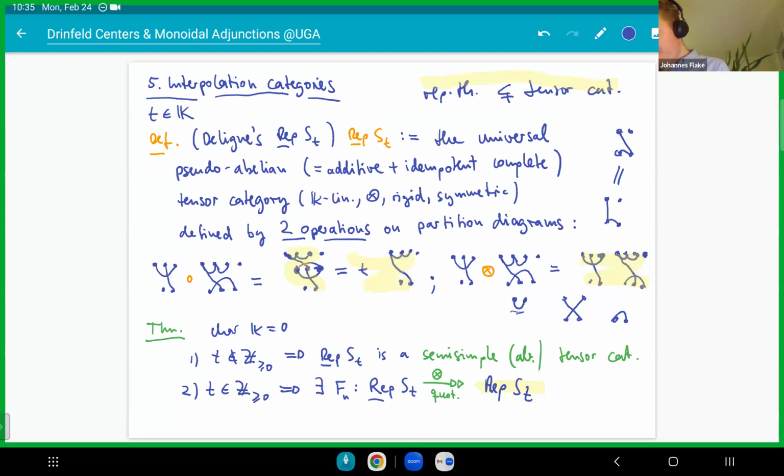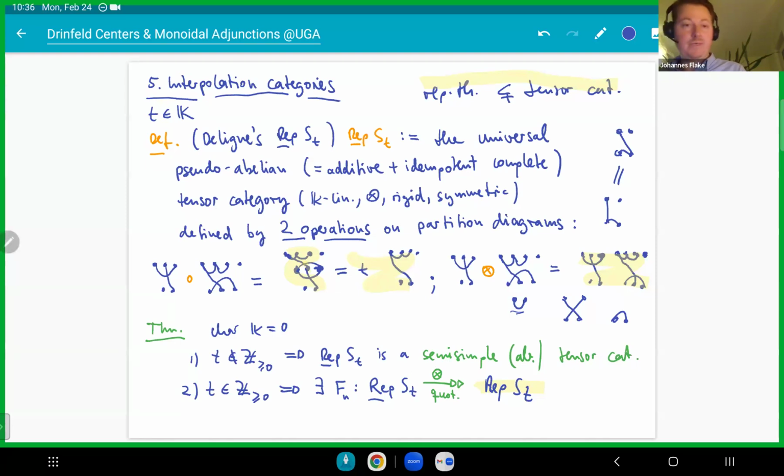And so the idea was we wanted to get something that is not representation theoretic. So how do we get this? It turns out that in characteristic 0, at least, for characteristic p I'm going to forward you directly to Nate because he did quite some work on this case. In characteristic 0, if the parameter t is not a non-negative integer, then these categories are semi-simple and hence abelian tensor categories. So these are what people usually call tensor categories.